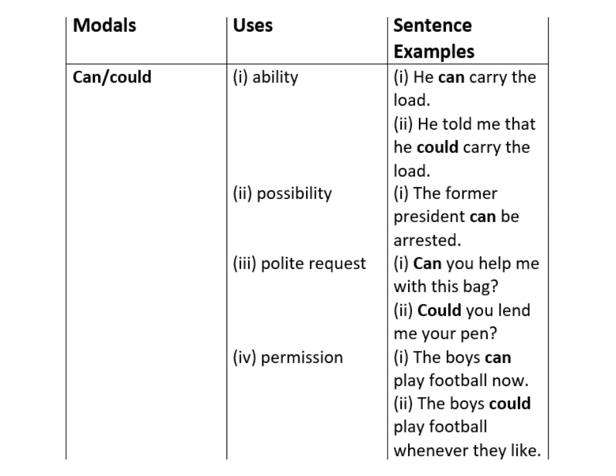The first on the list will be modals can and could. What are the uses of these modal auxiliary verbs? We use them for ability, to signify ability. They represent possibility. They represent polite request and permission. Let's look at the sentence examples of each.